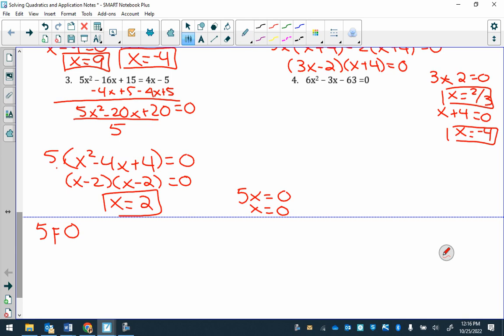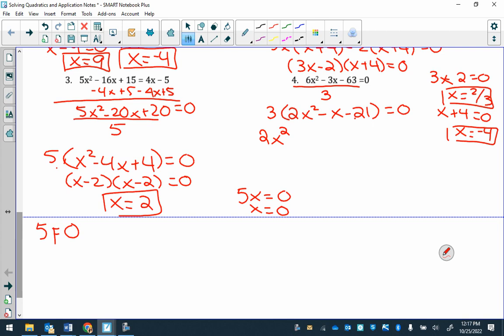So for number 4, what do they have in common? Anything? 3. Do you agree? Okay. So if we take out a 3, what's left over? Now since this is a greatest common factor that's numerical, we can get rid of it. So now we have 2x squared minus x minus 21. Since there's a leading coefficient other than 1, we can now multiply. 2 times negative 21 is what? Negative 42. What multiplies to negative 42 and adds to negative 1?